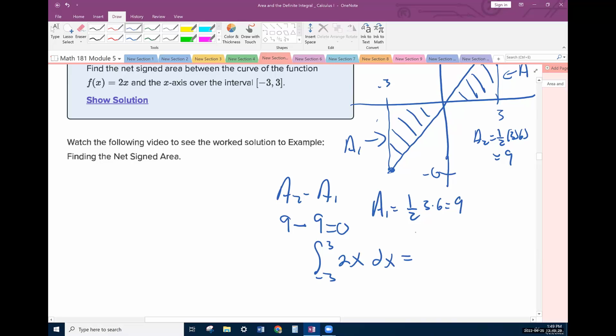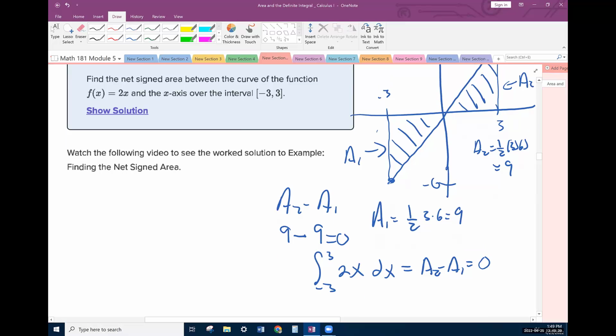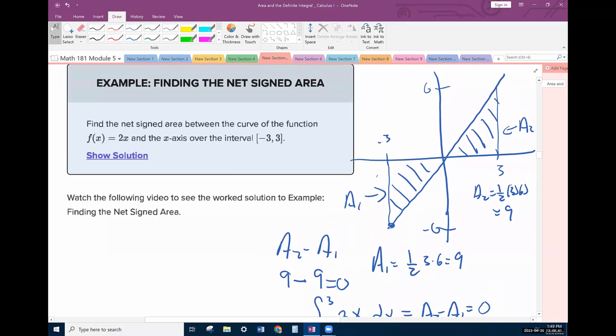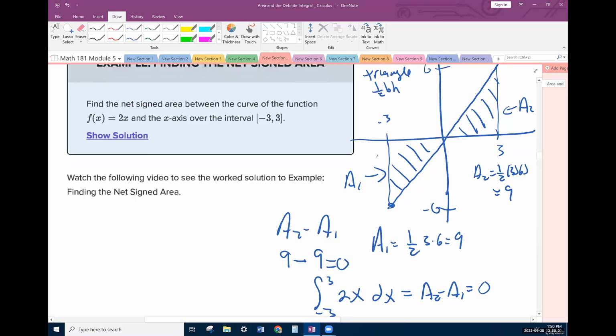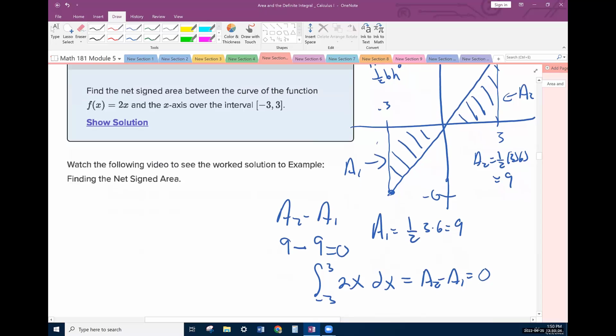So if we were looking at the integral from -3 to 3 of 2x dx, we would be looking at our area 2 minus area 1, which was 0. Did you get the 1/2 part? Area of a triangle: one half base times height.